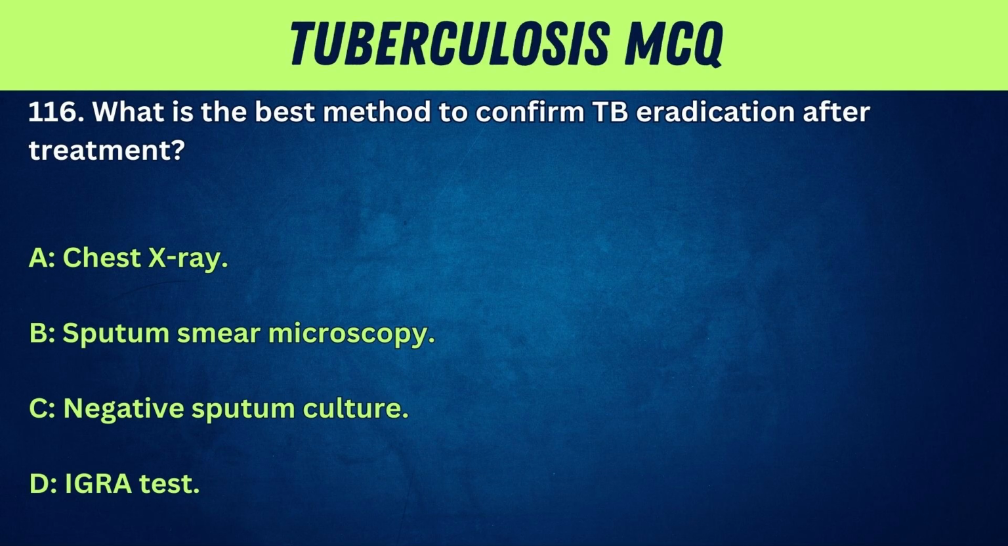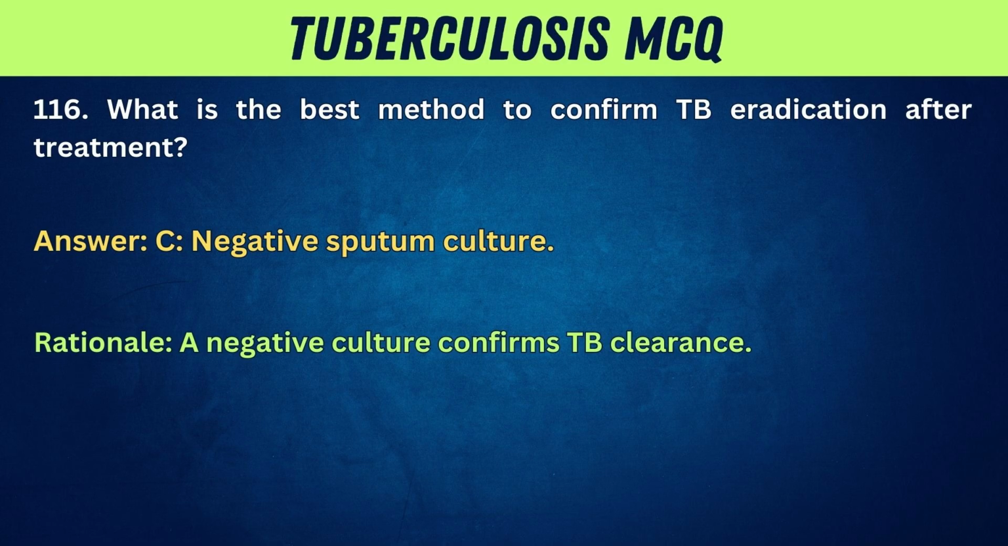116. What is the best method to confirm TB eradication after treatment? A. Chest X-ray. B. Sputum smear microscopy. C. Negative sputum culture. D. IGRA test. Answer: C. Negative sputum culture. Rationale: a negative culture confirms TB clearance.